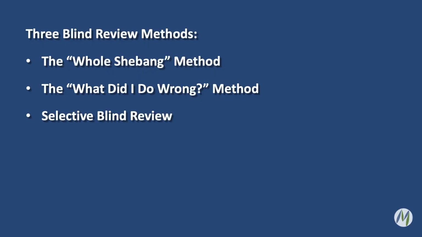We've talked about 3 different ways to complete a blind review. There's the whole shebang method, the what did I do wrong method, and selective blind review. Each one of these has advantages. You might decide to do a whole shebang review with a particular section or test, and you might decide to use the what did I do wrong method every once in a while. The important thing is to understand the advantages and disadvantages of each method and to understand what you can actually gain by doing an effective blind review.